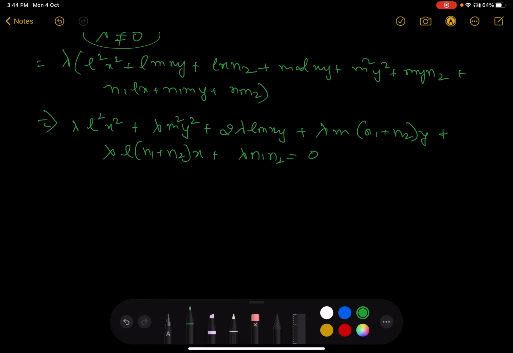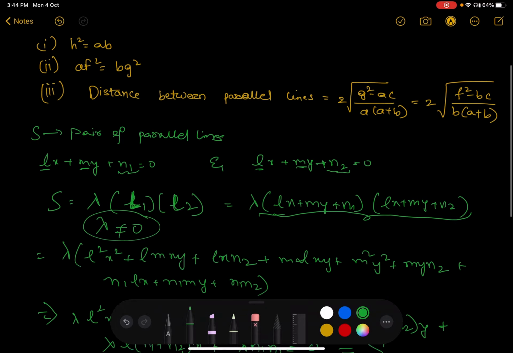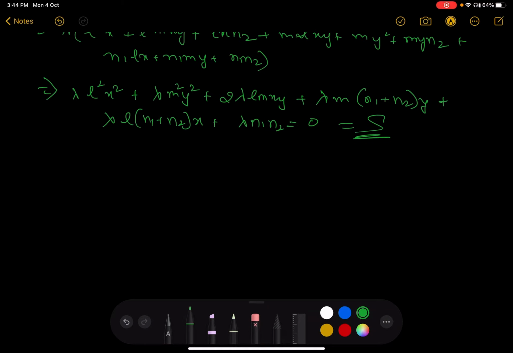Now this equation is also equal to S, which is ax square plus by square plus 2hxy plus 2gx plus 2fy plus c equal to 0. So now let us compare S and the equation, that is S is equal to ax square plus by square plus 2hxy plus 2gx plus 2fy plus c equal to 0, which is also equal to the above equation. So now let us compare the coefficients. When we compare the coefficients of the above equation and the given curve equation, what we will get?